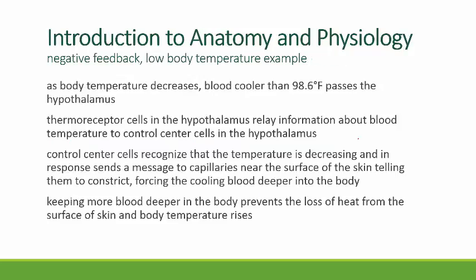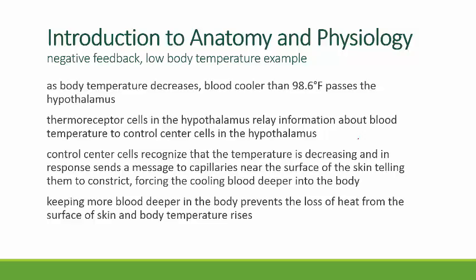So as I mentioned, I got ahead of myself, sorry about this. If body temperature is decreasing and the blood gets cooler, so this is now our pajama walk example, well, once again, we have thermoreceptor cells in the hypothalamus that relay information saying, oh, the blood's getting cooler. And in response to this recognition of cooler blood coming to the hypothalamus, the control center cells there in the hypothalamus are going to send a message out to the capillaries that are up near the surface of the skin. But this time, rather than telling them to dilate, they're going to tell those capillaries to constrict.